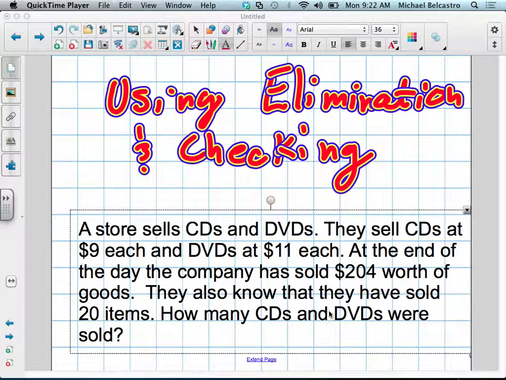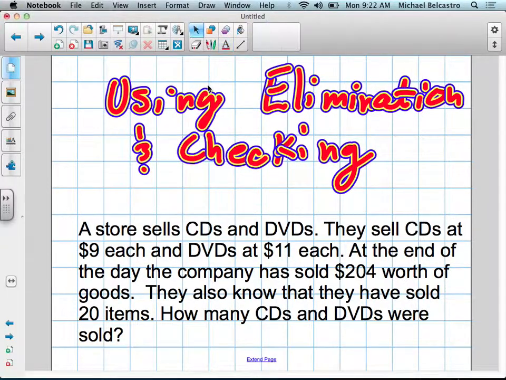Okay, we have another linear equation, and they've given us a problem here. What we're going to do in this one is use elimination, and then we're going to check after to make sure we have the right answer.